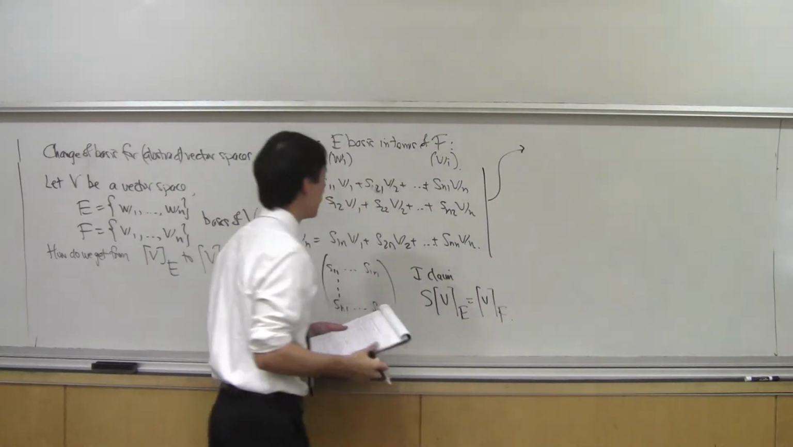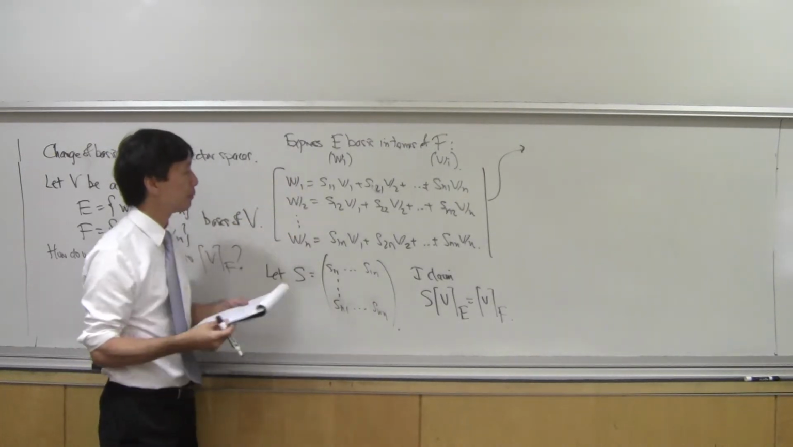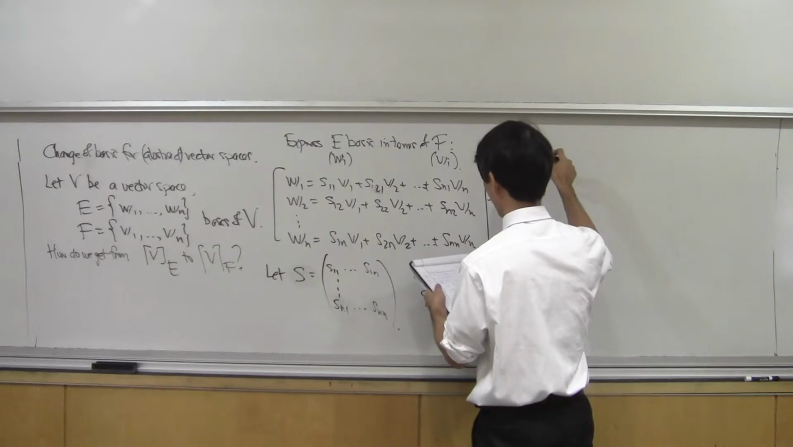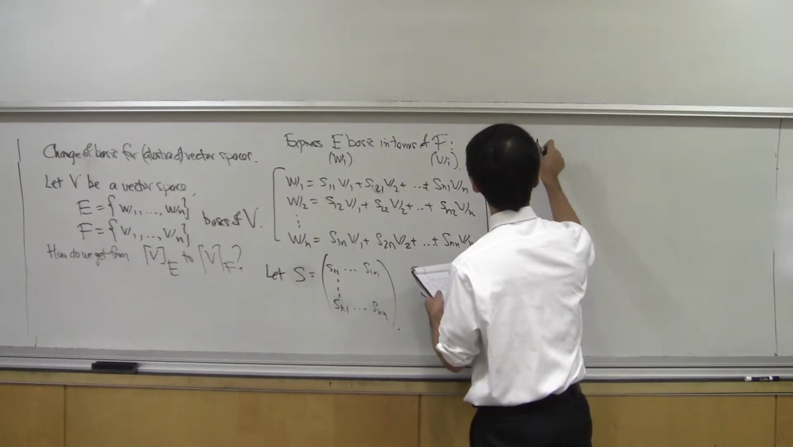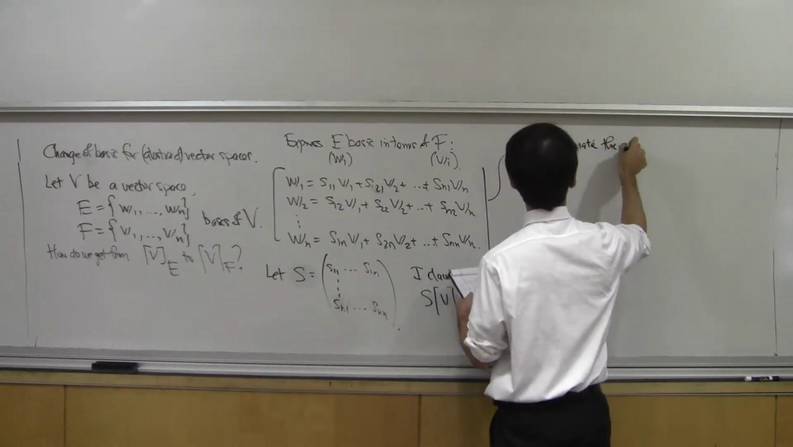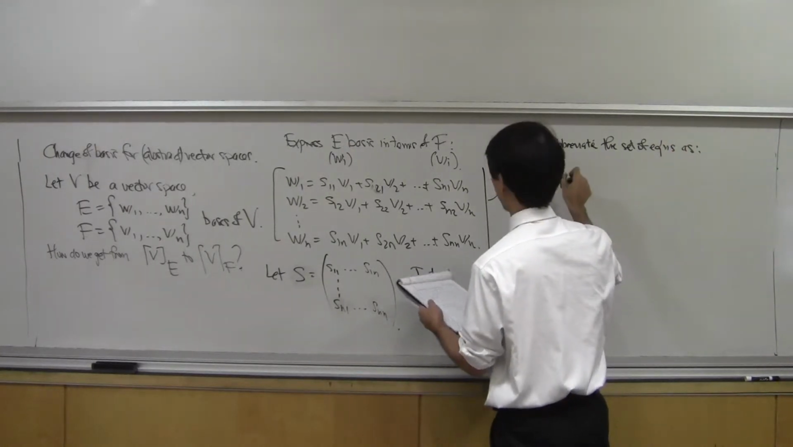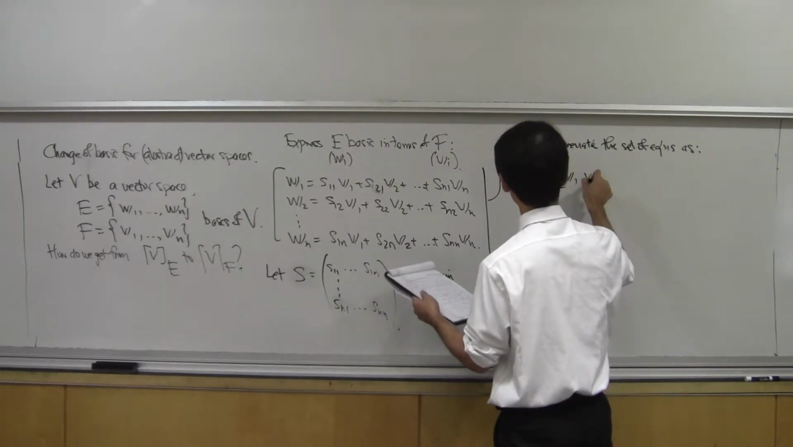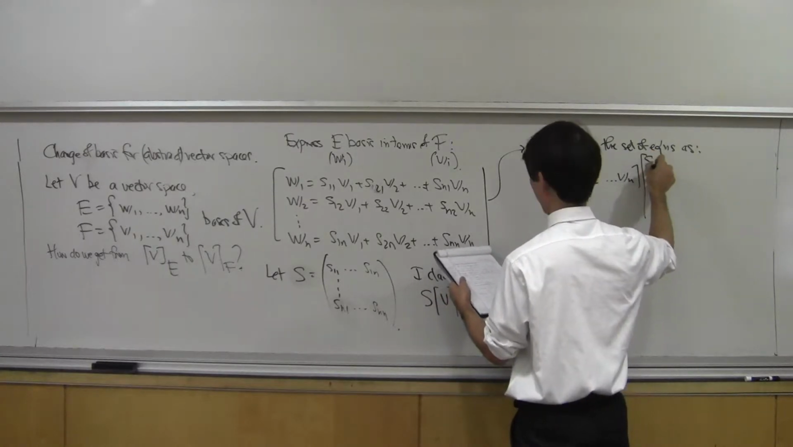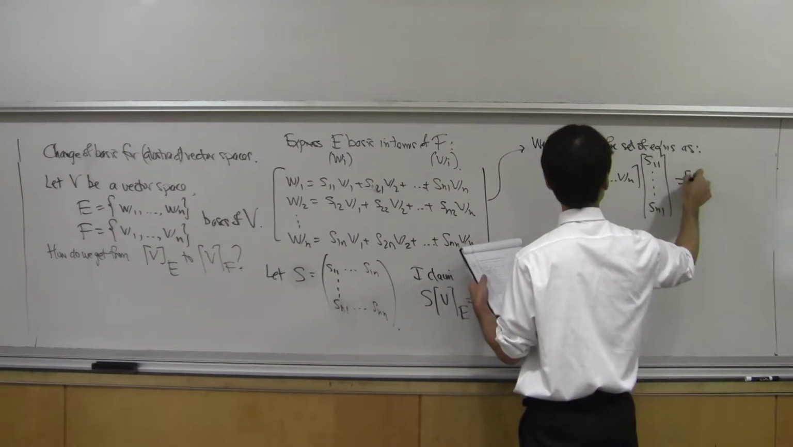So the way we're going to see this is the following. We're going to abbreviate the system of equations as follows. Well, for the first one, v1, v2, to vn times s11 to sn1 equals w1.